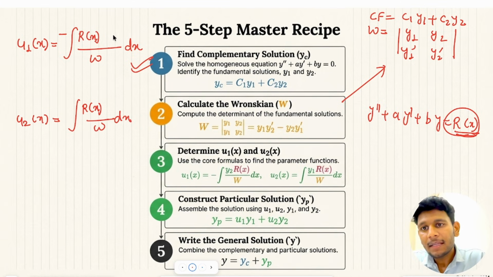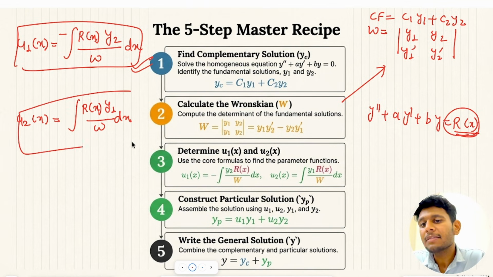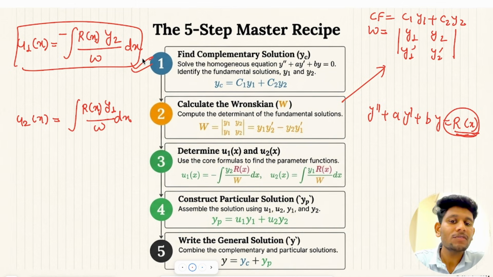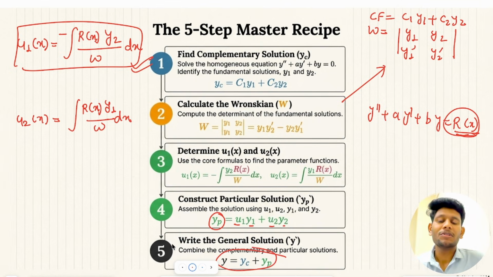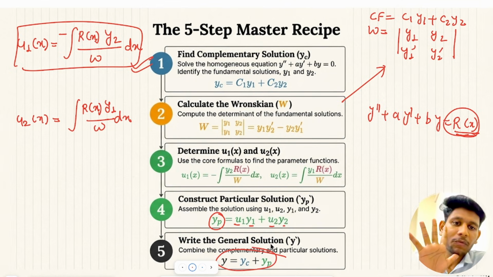While finding u1, you have to write y2 here; while finding u2, you have to write y1 here. These are the two key formulas. Using these formulas you can easily solve. Then again write your yp = u1 y1 + u2 y2 and combine. That will be your general solution. Within 5 steps you can get the solution, and within two formulas you can get the values of u1 and u2.